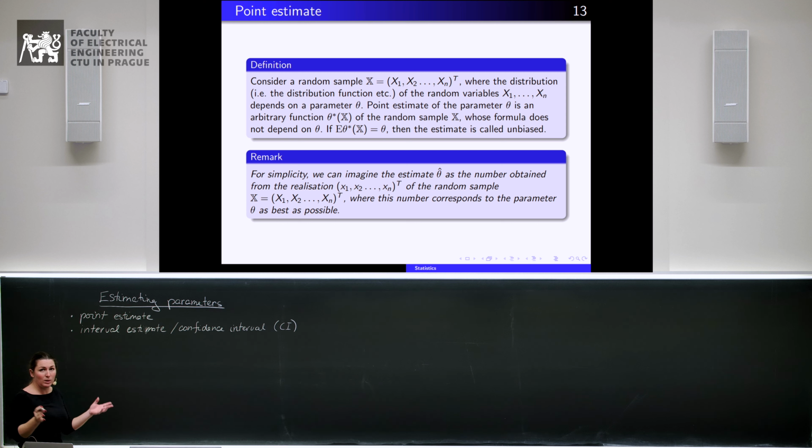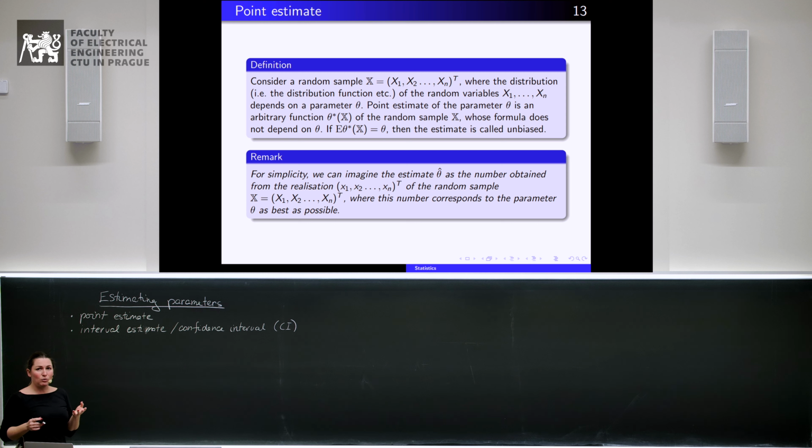It means that when we have a set of data, we construct the model. Let's say we draw the histogram and we decide that the data come from normal distribution or from exponential distribution or some other distribution. And the distribution depends on one or more parameters. And we want to estimate these parameters.